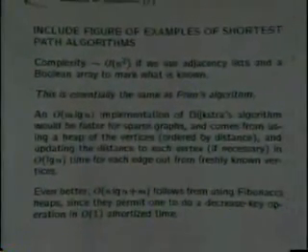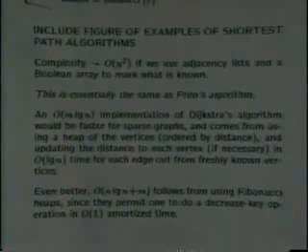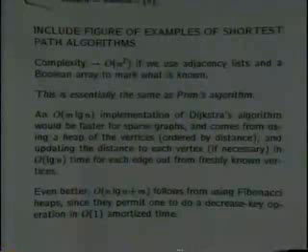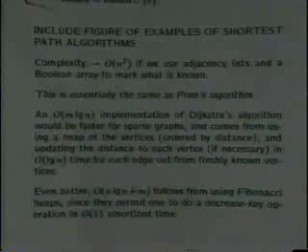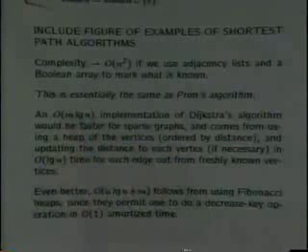So the bottom line is that there is a faster implementation. I don't really want to go into it in too much detail, but it should be able to convince you that it's going to run in something like order m log n. Why is that? The log n is going to be coming from the time it takes to maintain the heap.